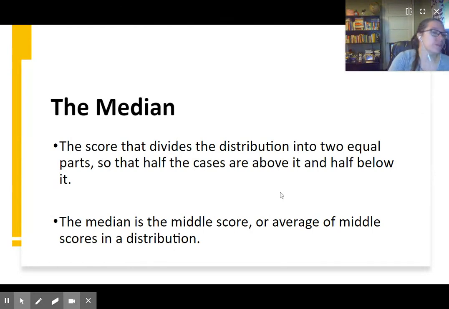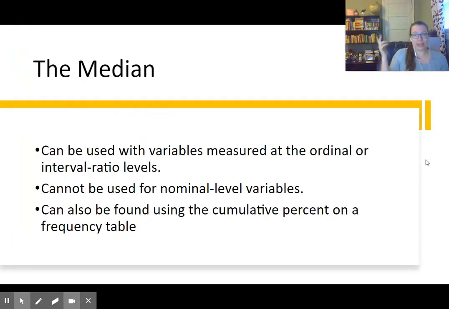So that's the mode. And next up, we have our median. The median is the score that divides the distribution into two equal parts so that half the cases are above it and half are below it. The median is the middle score or the average of middle scores in a distribution. So what do I mean by that? We'll see in just a second.